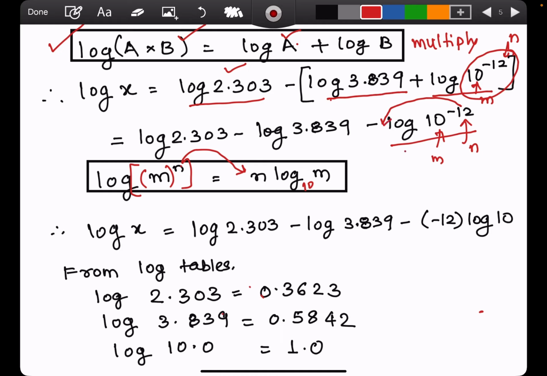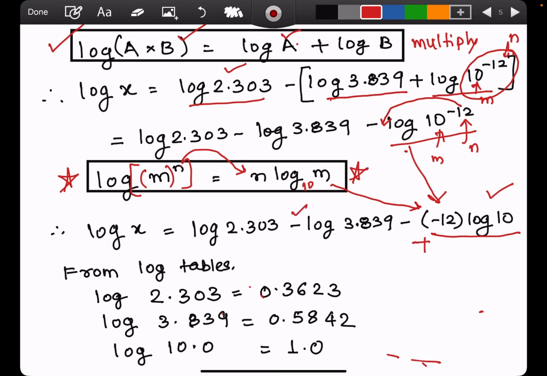So this term, which appears to be minus log to the base 10 of 10 raised to minus 12, becomes minus 12 log 10, because log of m raised to n is n log m. This is another important expression which you must know in logarithmic operations, that log of m raised to n is n log m. Now minus minus becomes plus, and then this is minus.